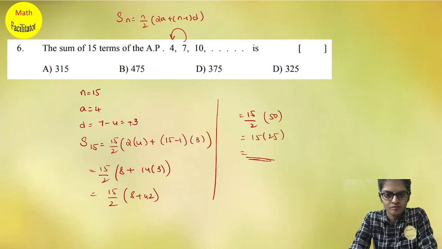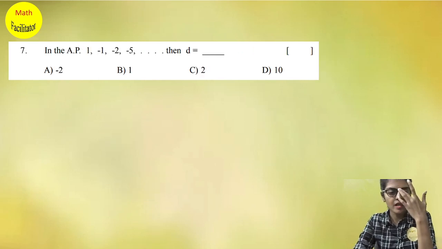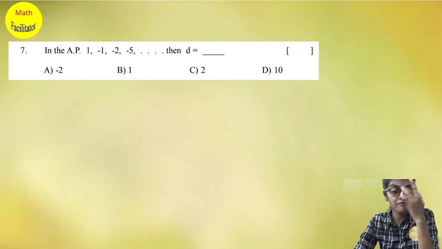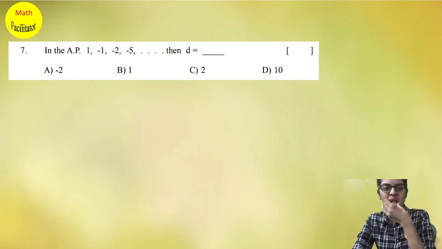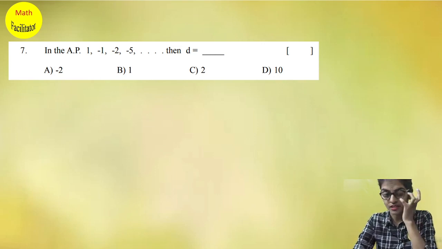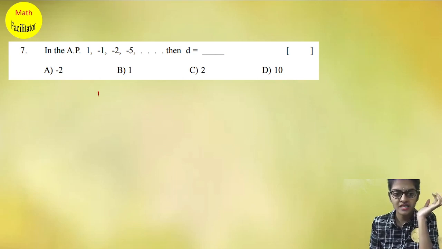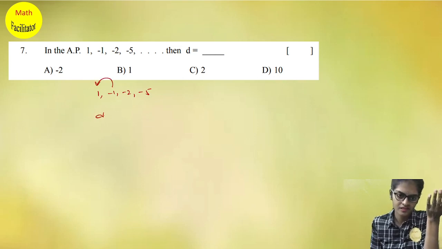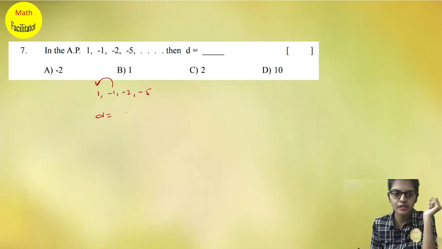So the next question. In the AP, 1, minus 1, minus 2, minus 5, then D is what? So AP is given 1, minus 1, minus 2, minus 5. What is D? Second term minus first term, or third term minus second term, or fourth term minus third term. Anything will give you D. So minus 1 minus 1, so minus 2.